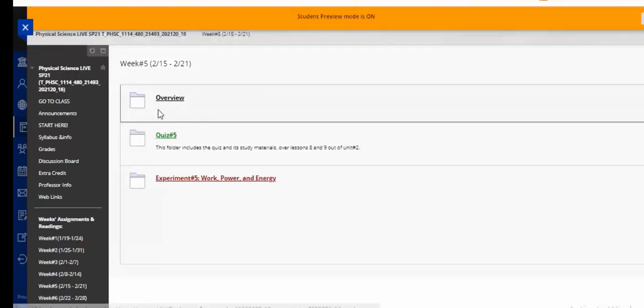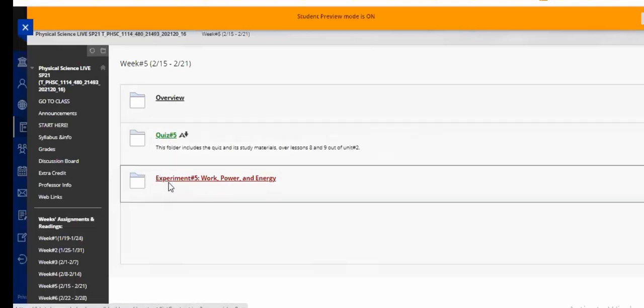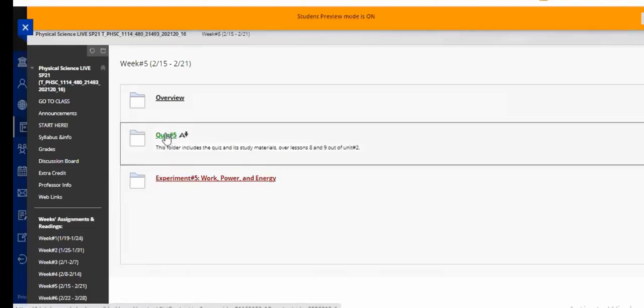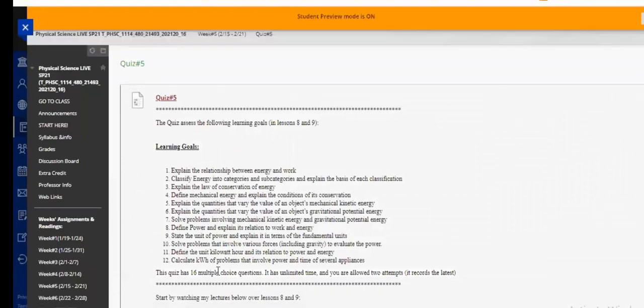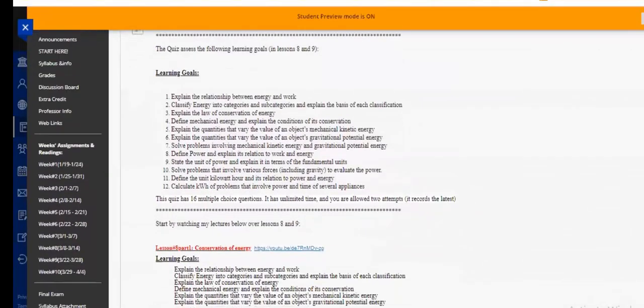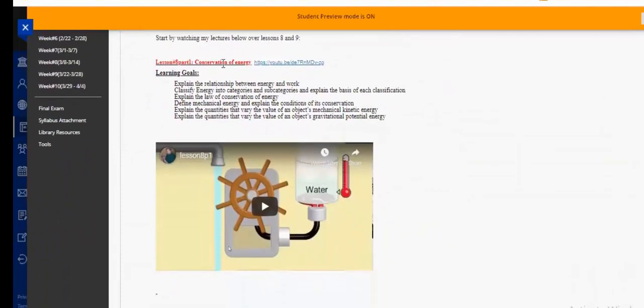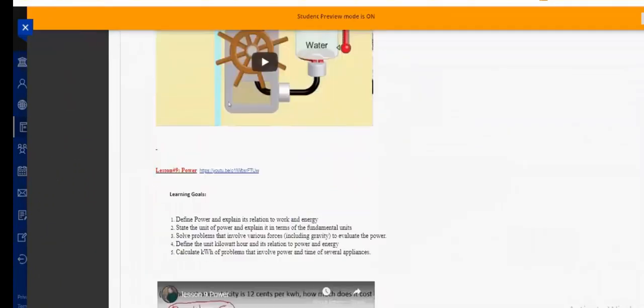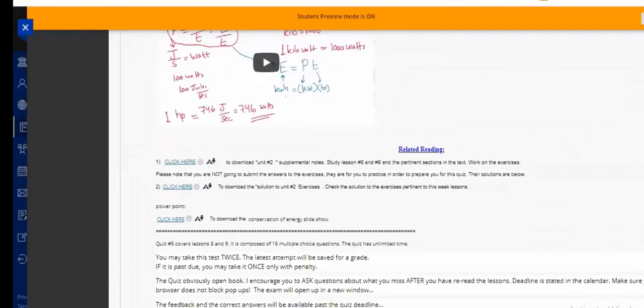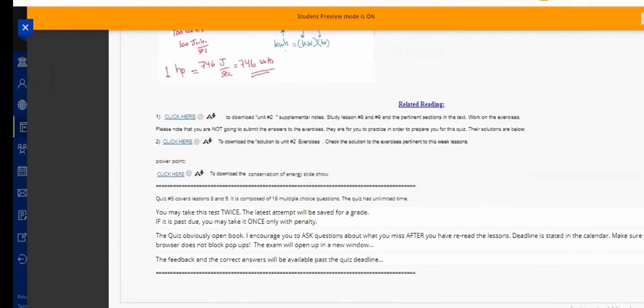Okay, so if you go back to week number 5, this was the overview. We have 2 assignments this week, quiz number 5 and experiment number 5. Quiz number 5 is over the lessons of the week, which are lessons 8 and 9. If you click on the quiz number 5 folder, you have the objectives here, and then you have the videos. Lesson number 8 has one video, and lesson number 9 also has one video, so make sure you watch them. And then we have the reading over the lessons and the solutions to the exercises.